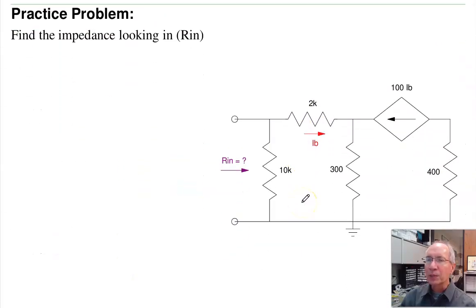So here's a practice problem. Find the Thevenin equivalent, Thevenin resistance of this circuit. Again, I could do the open circuit voltage, short circuit current, take the ratio, or let's apply a test voltage and calculate the current. Let's pause the video and have you try to solve that one.